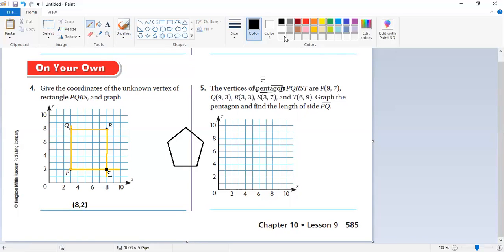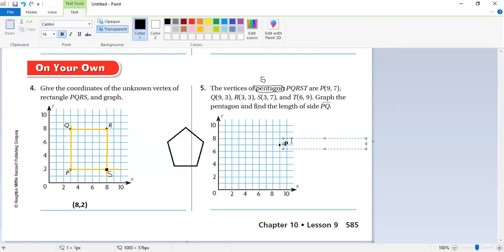So first let's draw it. Okay, ready? Draw it with me. So P is going to be 9, 7. So first let's search where is 9 of x. So this is 8, this is 9. So you go up and up until you reach 6. This is 6, but we need 7. So this is going to be point P. So you will draw the point there and then you will write P. I'd better write it neatly. This is going to be P.